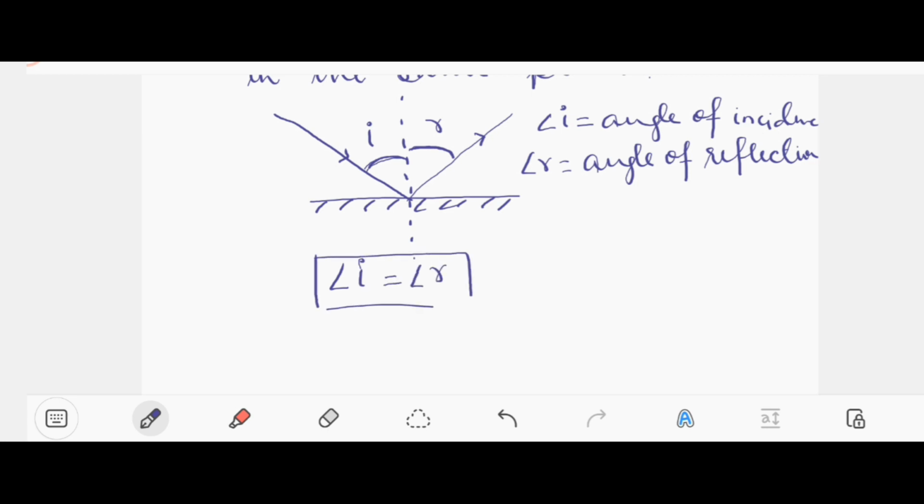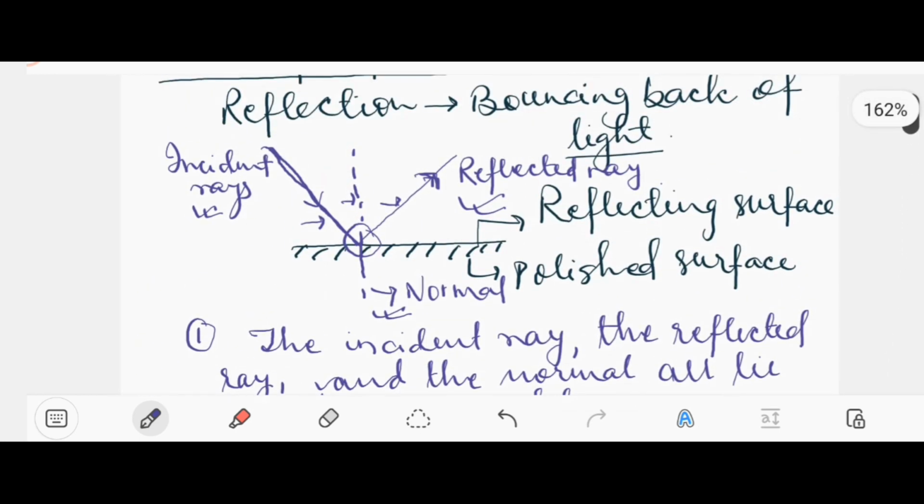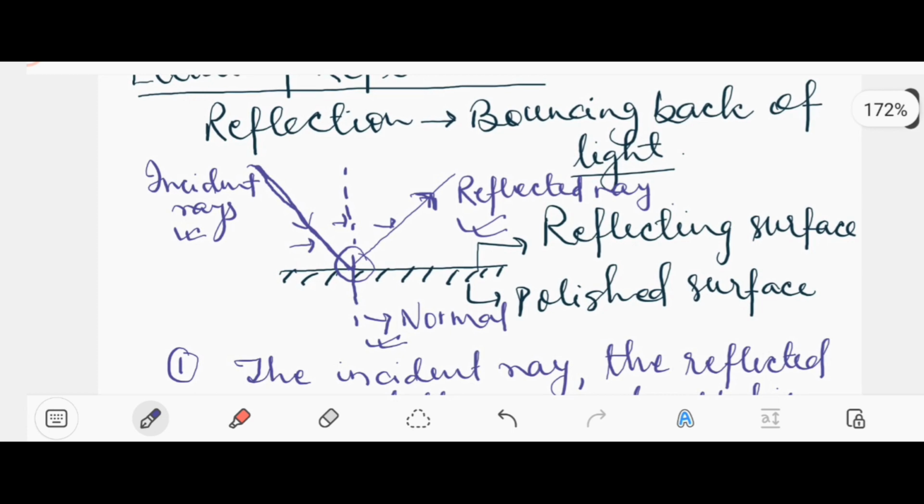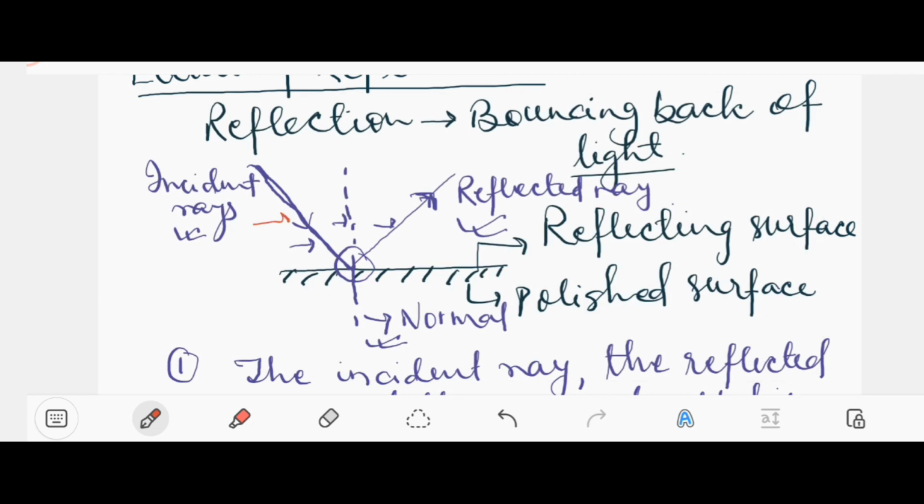So how will we write it? This is the second law, and it can be written as: the angle of incidence is always equal to the angle of reflection. Okay, done with the second law as well. Now one more overview for the video. The first law says that the incident ray, the normal, and the reflected ray all lie in the same plane.